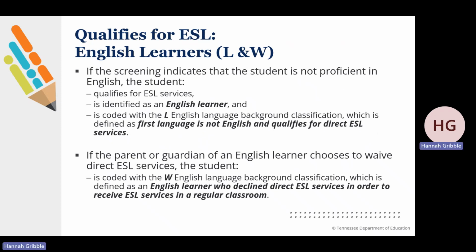If the screening indicates that the student is not proficient in English, the student qualifies for ESL services, is identified as an English learner, and is coded with the L English Language Background Classification, which is defined as first language is not English and qualifies for direct ESL services. If the parent or guardian of an English learner chooses to waive direct ESL services, the student is coded with the W English Language Background Classification, which is defined as an English learner who declined direct ESL services in order to receive ESL services in a regular classroom.